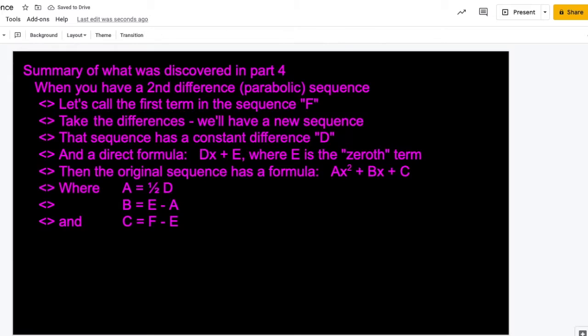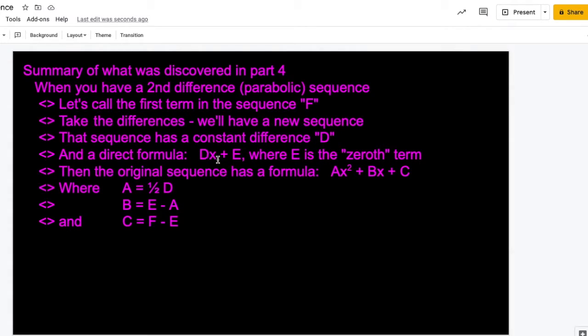In order to be able to do these kind of problems, you needed to pay attention when we were going over the process. If you know you have a second difference sequence, or if you discover you have a second difference sequence called a first term F, find the differences, find that sequence. That sequence is going to have a constant difference. We're going to call it D, and it's going to have a direct formula, Dx plus E, where E is the zeroth term, the term that comes before the first term.